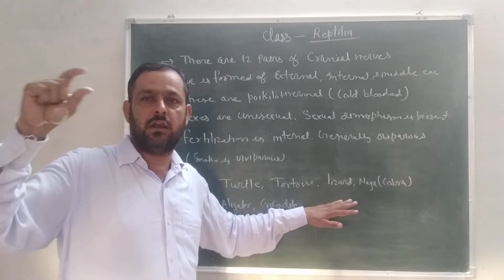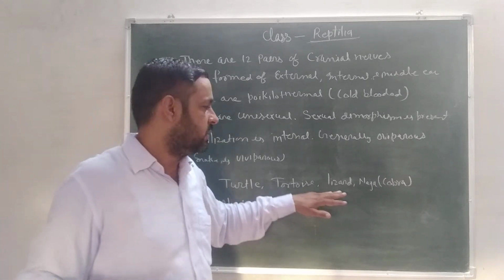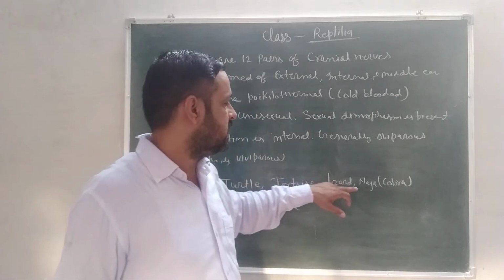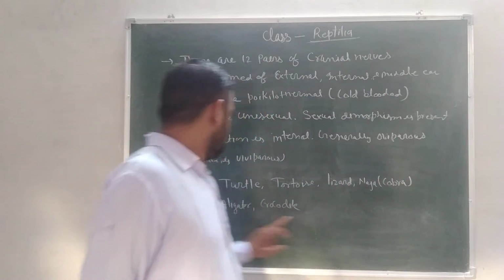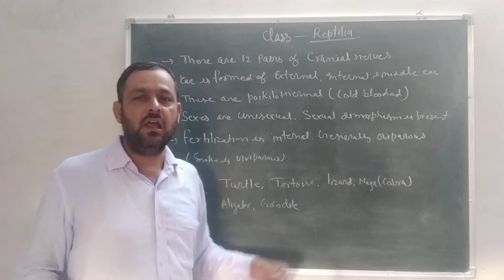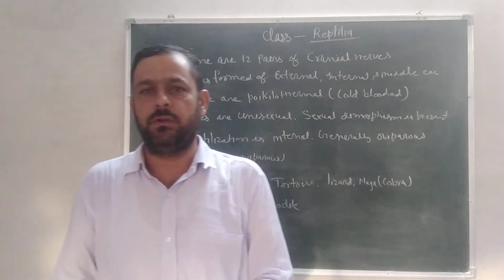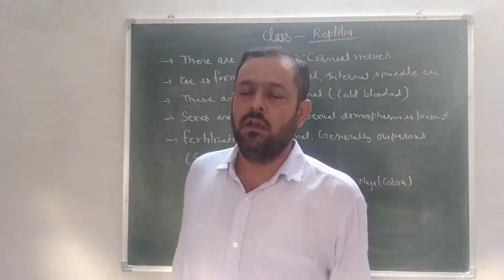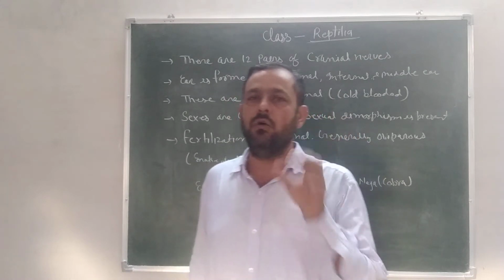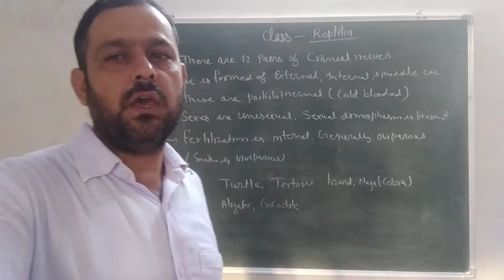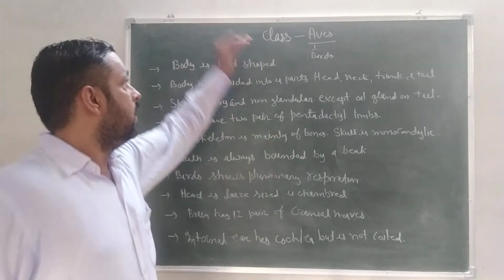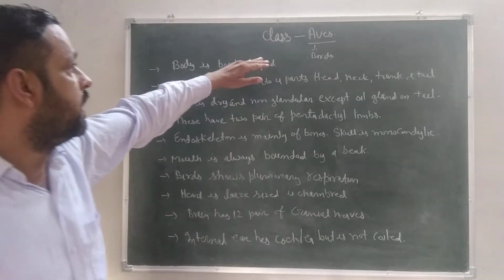Hemidactylus, which is the house lizard found in our homes, that is lizard, Hemidactylus. Naja, cobra, alligator, crocodile are examples of reptilia. So this is our class reptilia. Now our next class is aves.